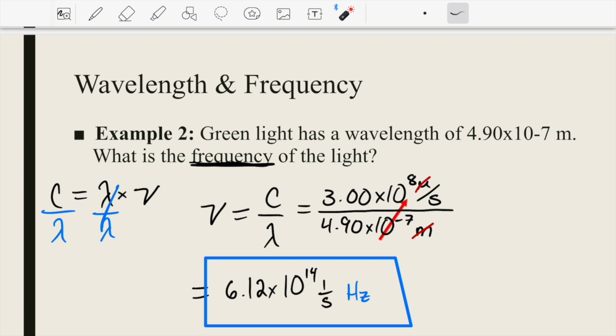And that is the basics of waves and the wave speed equation.